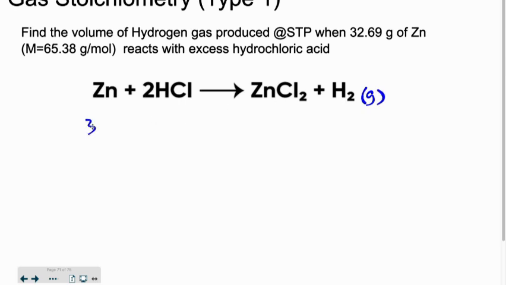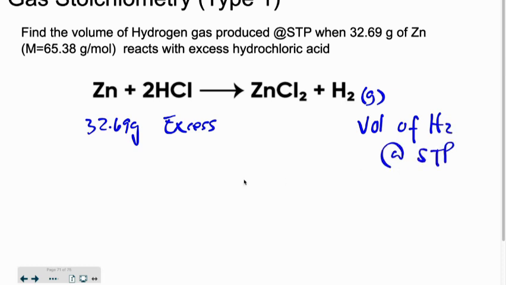This is what I'm interested in. So we have 32.69 grams of zinc. We have an excess amount of this. And I am asking you to tell me what volume of hydrogen gas is produced at STP. This is your typical stoichiometry problem. However, here we are now involving a gas. HCl is in excess, which means we don't have to worry about it.